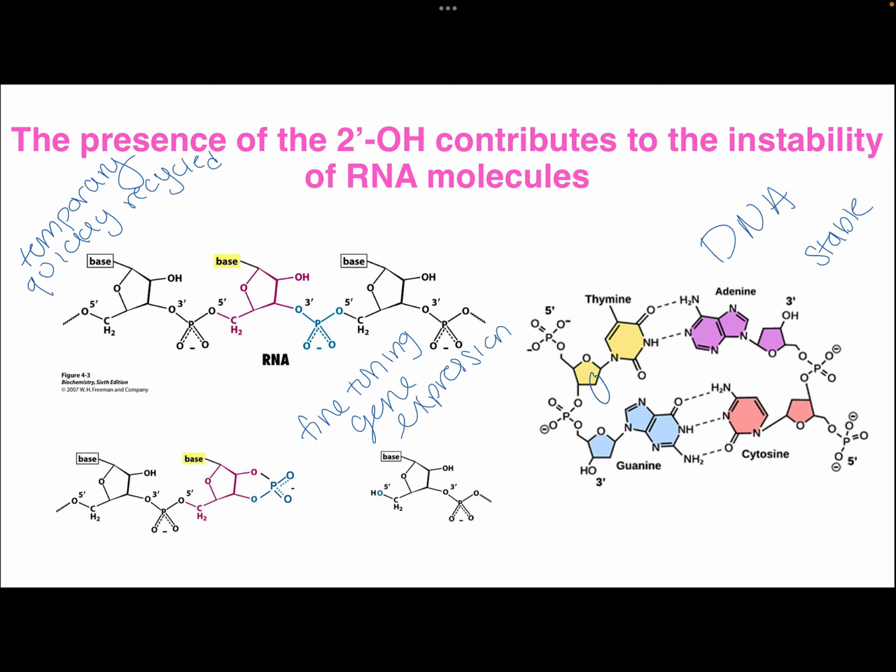Okay, so that's a little bit about how the different structures of DNA and RNA can be very important to their functions in the cell. In the next video, we're going to talk about how base pairing is an essential part of the central dogma of biology.